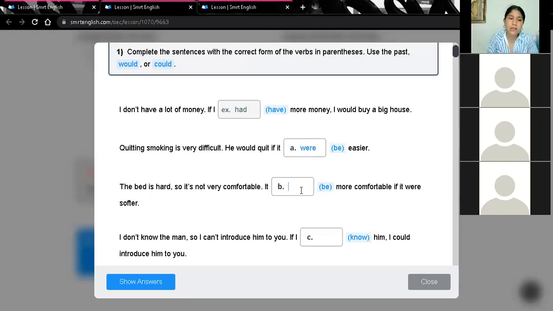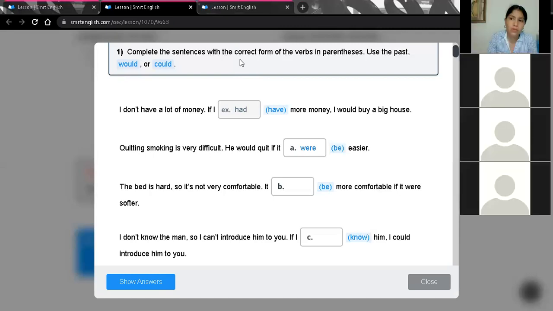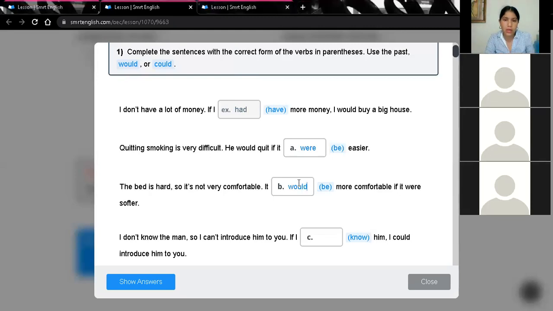Letter B, Guillermo, please. The bed is hard, so it's not very comfortable. It would be more comfortable if it were softer. Excellent.